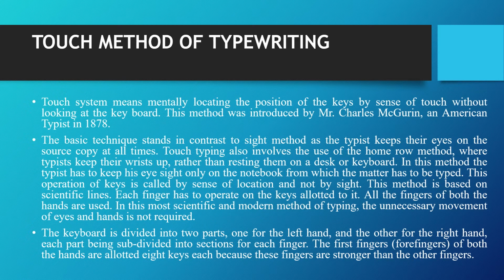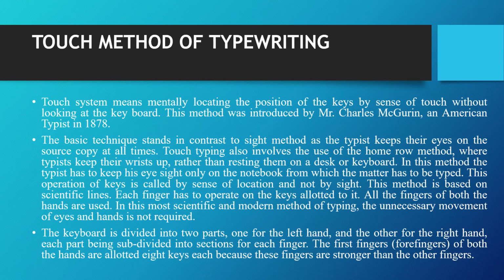Now come to the second method, and the second method is the touch method. Touch method means mentally locating the position of keys by sense of touch without looking at the keyboard. It is also called a professional method, and this method was generated by Mr. Charles McGurrin, an American typist, in 1878.